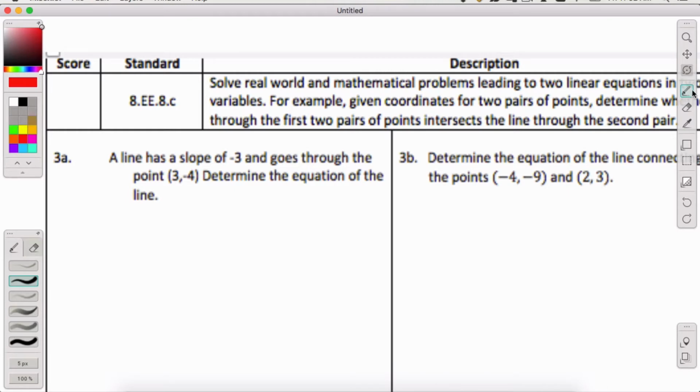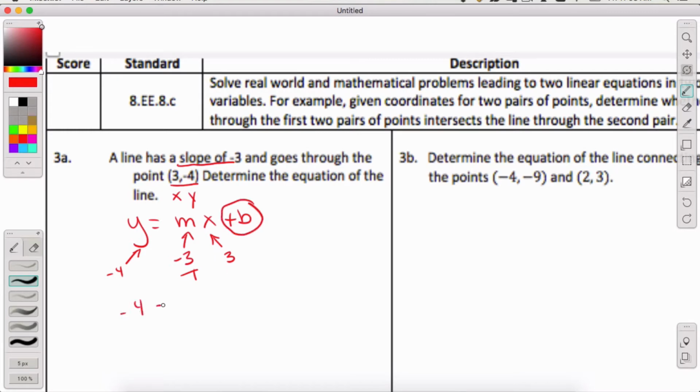Okay, let's look at the first one. A line has a slope of -3 and goes through the point (3, -4). Determine the equation of the line. So I'm given a slope, and I'm given a coordinate point, an x and a y value. So I'm going to use the equation y = mx + b. I know m is going to be -3/1. I have an x value of 3, and I have a y value of -4. So I'm going to put all that together, and the only thing I don't have is b.